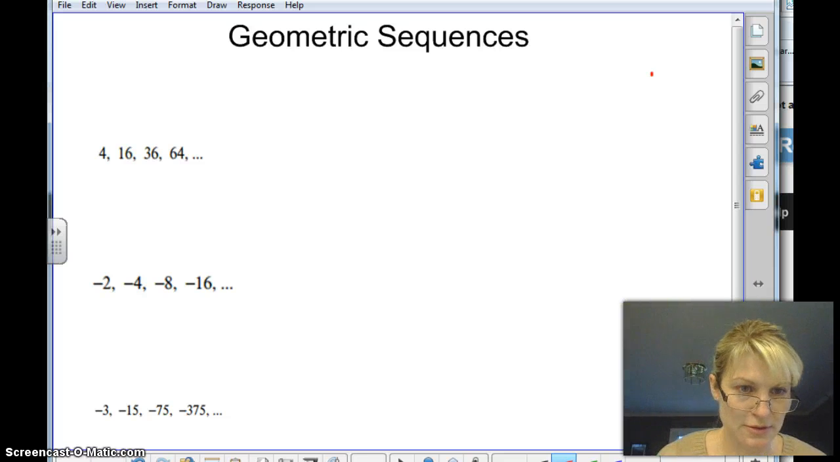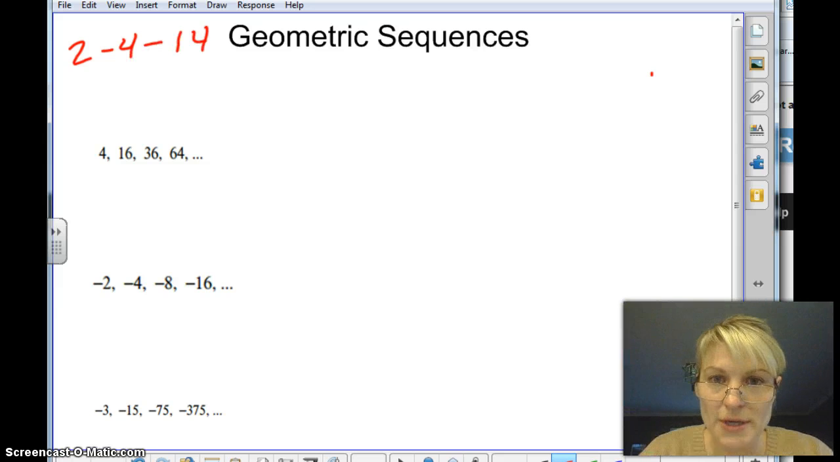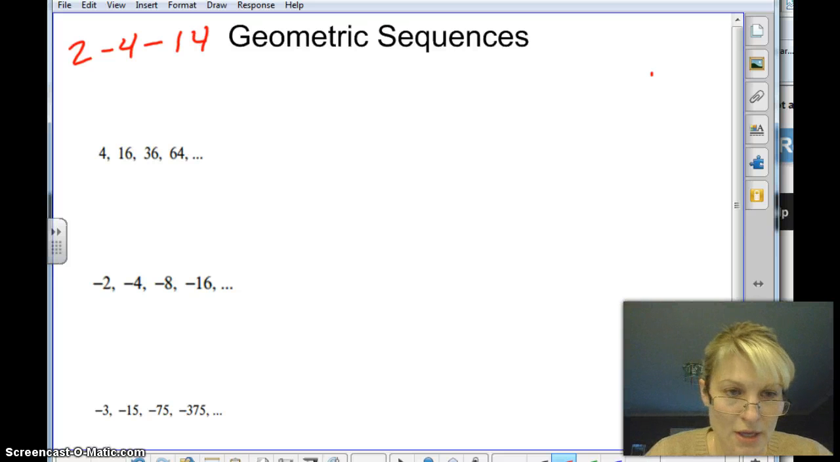Tonight we're going to take notes on geometric sequences, and of course we want to include our date, which is 2/4/14. We've been talking a lot about arithmetic and geometric sequences, and we've been focusing on arithmetic. So tonight we're going to focus on geometric. First thing off, before we can do anything with these sequences, we must determine which kind they are.